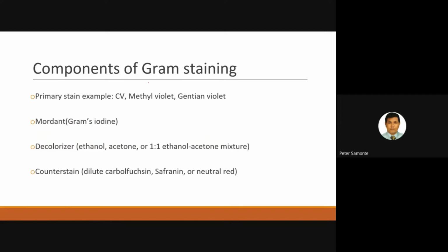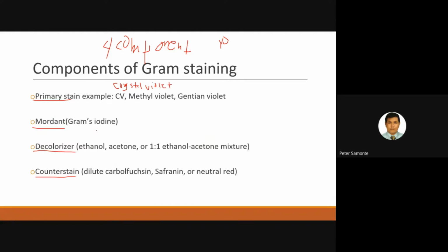Now, let's proceed to the components of your gram stain. So in gram stain class, there are four components. We have your primary stain, your mordant, your decolorizer, and your counter stain. An example of your primary stain class would be your crystal violet, methyl violet, and Jensen violet. Now, in your crystal violet class in the laboratory, you would commonly encounter crystal violet.